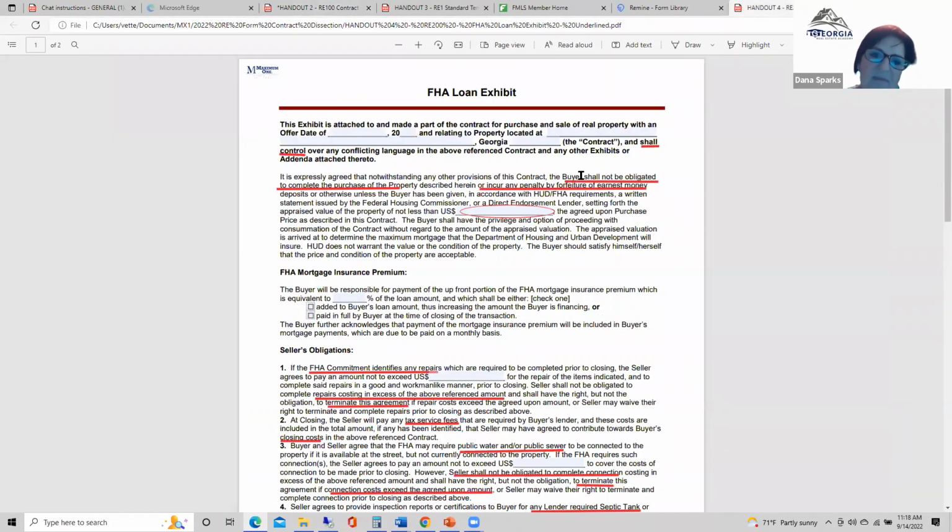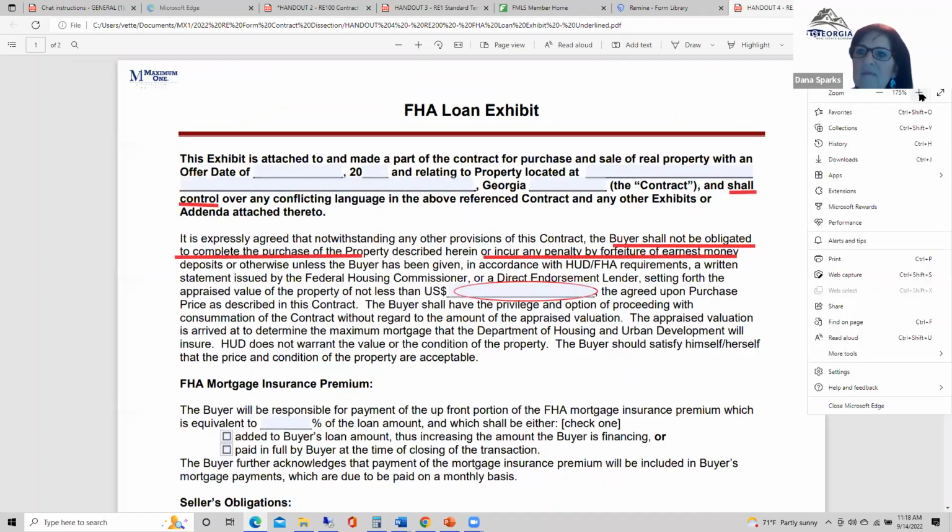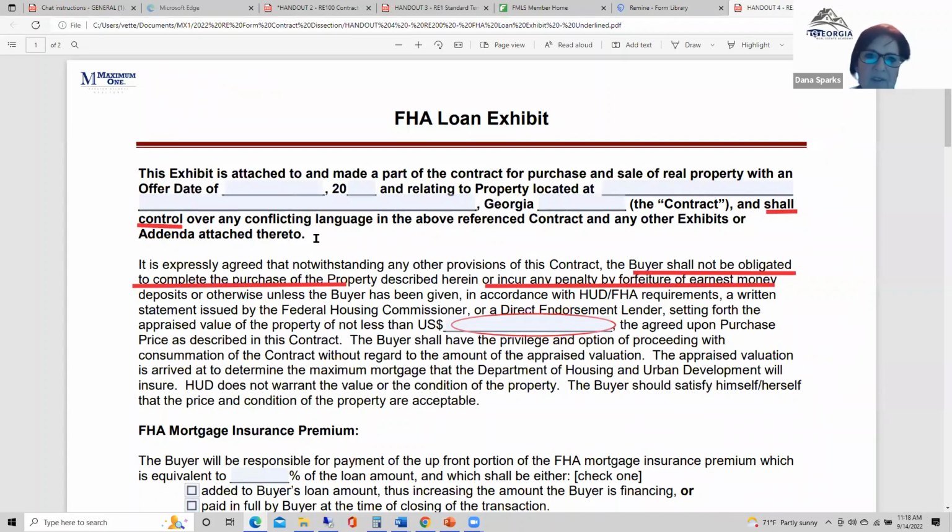Here's the FHA exhibit. In any FHA insured loan or VA loan, regardless of whether you are binding under the RE forms or the GAR forms, there is an issue for an appraisal that is called an amendatory clause. Let me make this a little bigger so you can see it. This is the amendatory clause for an FHA insured loan in the RE forms. Basically it says the FHA appraiser must appraise the property for at least this dollar amount. It goes on to say that if it does not appraise for that amount, the buyer shall not be obligated to complete the purchase or incur any penalty of forfeiture of earnest money. In other words, if the property does not appraise for this dollar amount, the buyer may terminate.